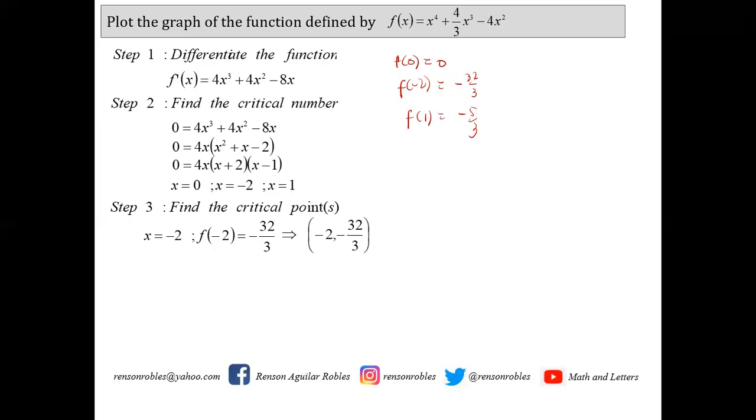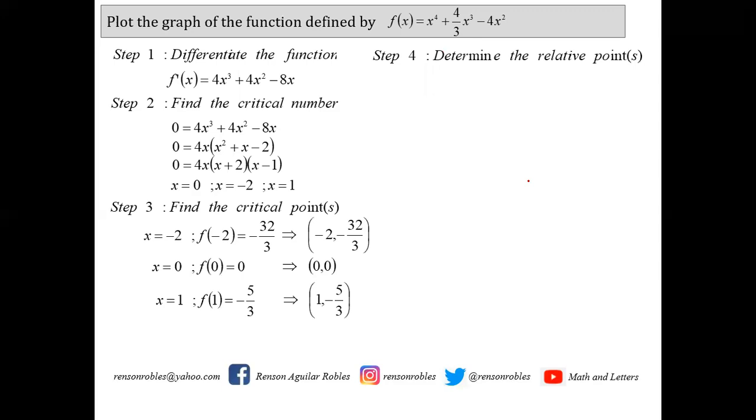Negative 2, negative 32 over 3. We have 0, 0. And we have 1, negative 5 thirds. And then the next step is to determine the relative points. We can only determine whether these points are relative minimum or relative maximum by the second derivative test. So differentiating the first derivative, we have 12x squared plus 8x minus 8.